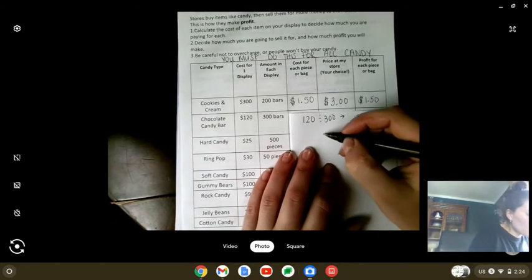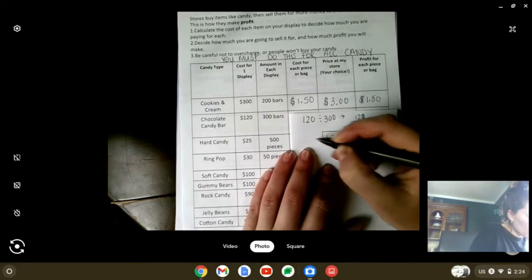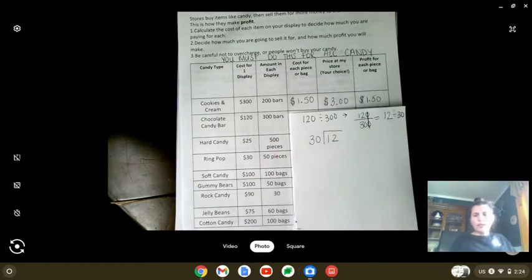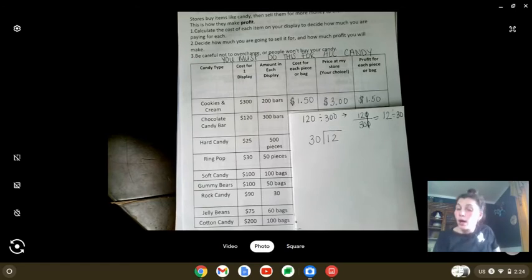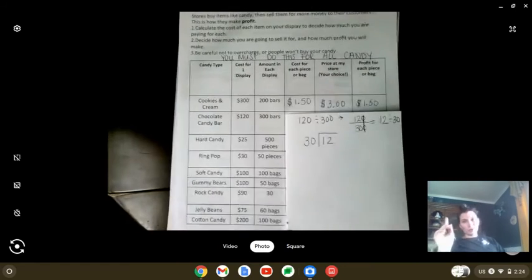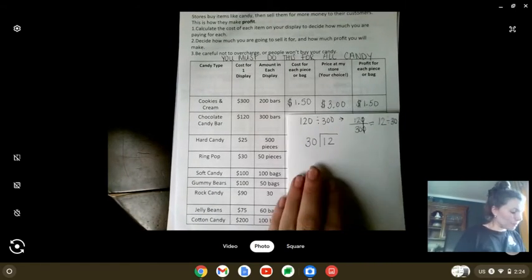So my first number goes on the inside. My second number goes on the outside. See if you can solve this. Pause. Come right back. Let's see if you got it right. Ooh. If not, do it with me.